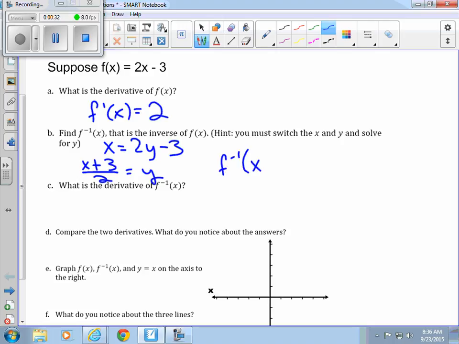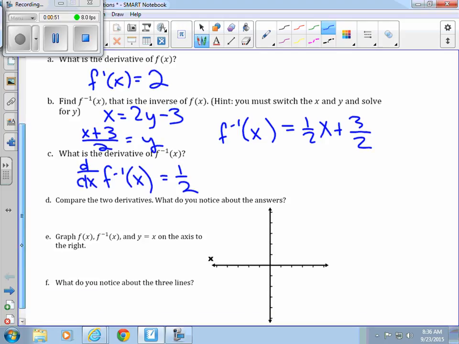The inverse is 1/2 x plus 3/2. What's the derivative of that? I'm going to write it a little differently because with the f inverse there, it's a little different. So the derivative of f inverse is 1/2.